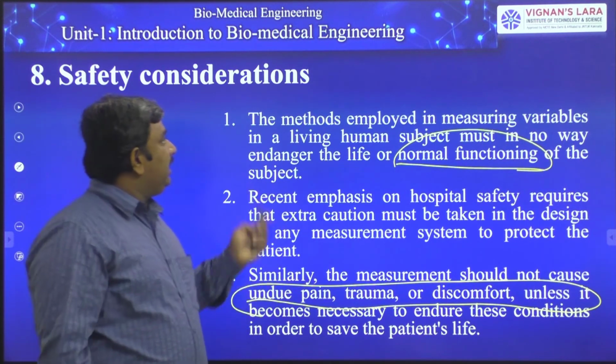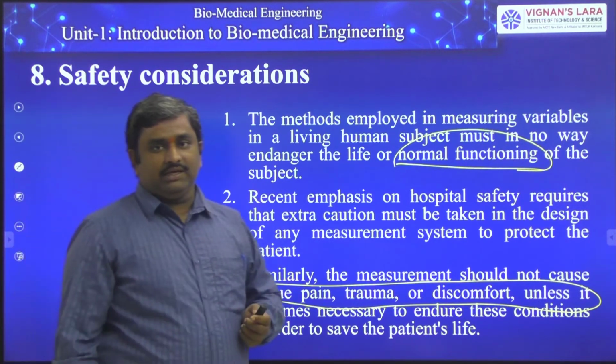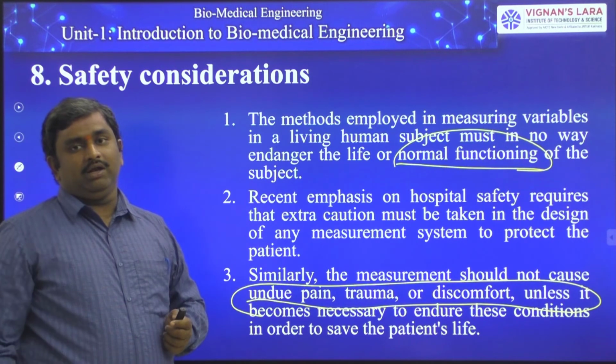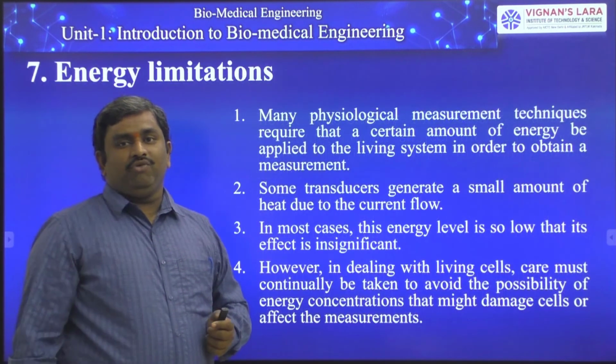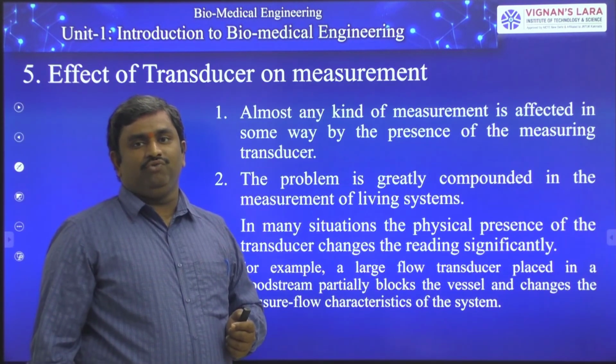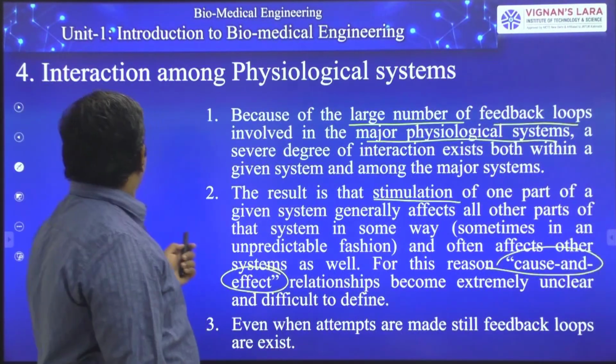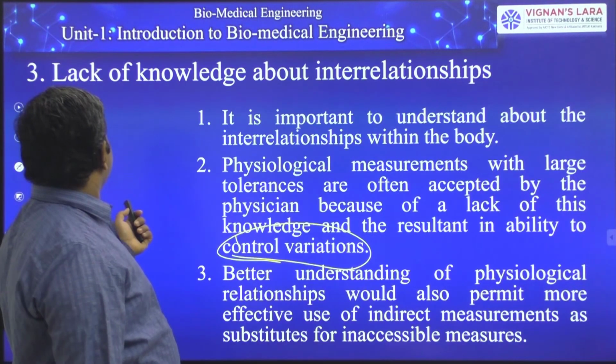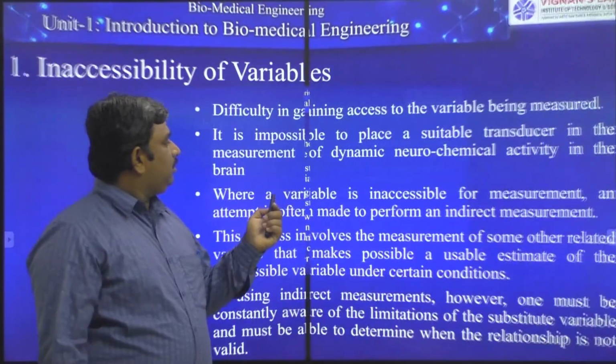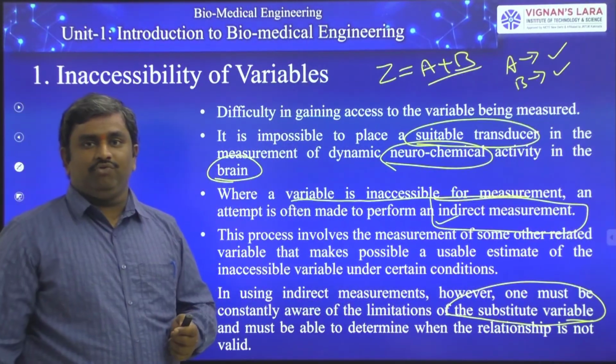So this is the last one, safety considerations. So just to remember one thing. What is the first one? First one is inaccessibility of variables, right?